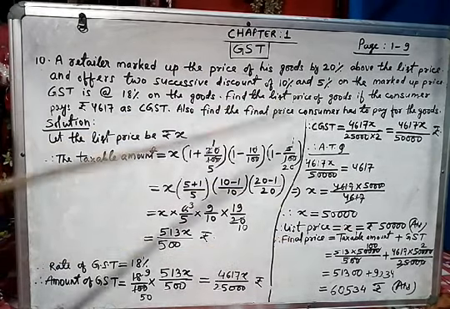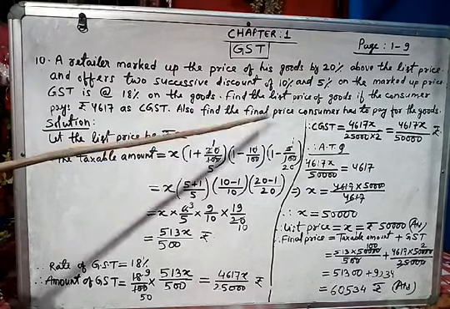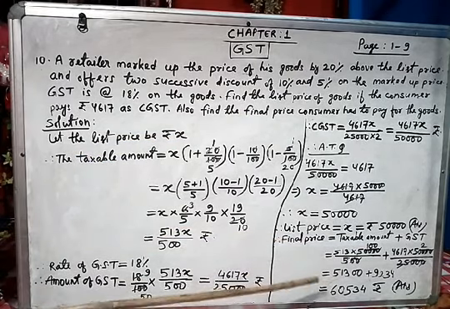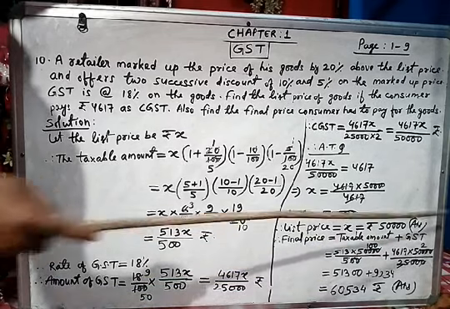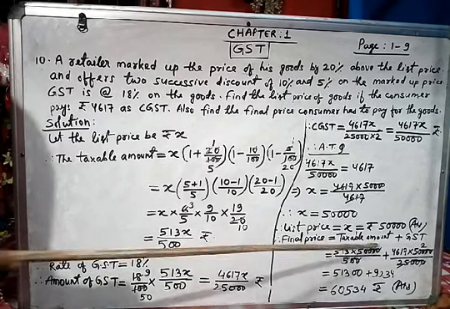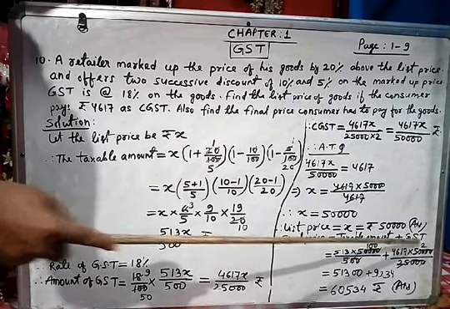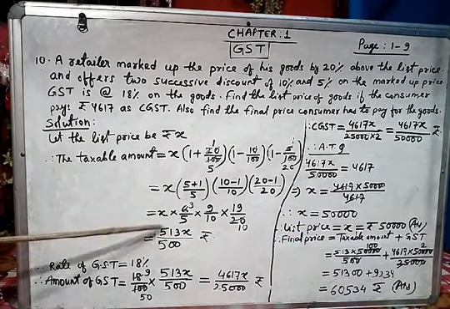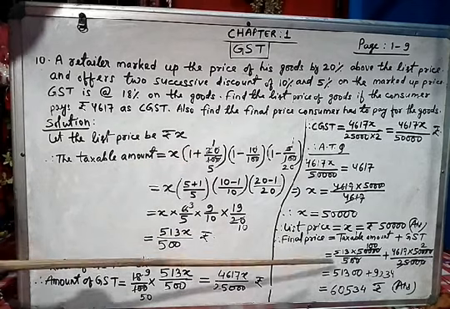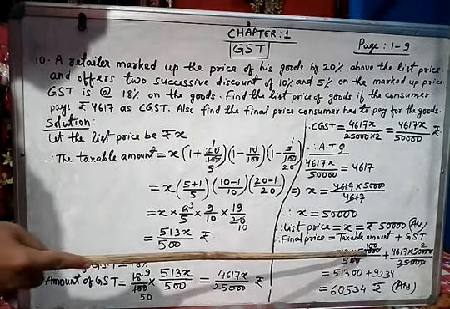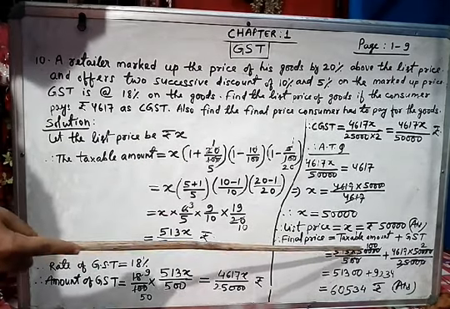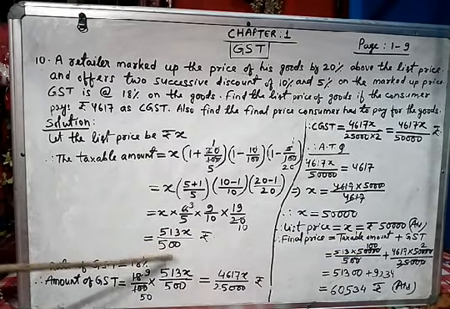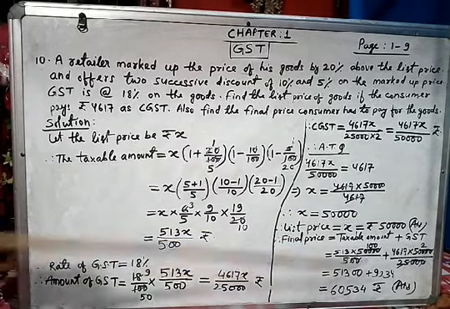Now the final price. The final price we also have to find. Here it is: find the final price. The final price will be taxable amount plus GST. So at what amount I am going to sell the product, and on that we add GST. So we add the retailer's taxable amount and the GST to be paid. Here the taxable amount you can see is 513x, but I know the value of x is 50,000. So in place of x I wrote 50,000, 513 into 50,000 divided by 500, plus GST.